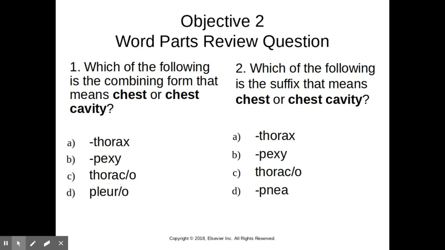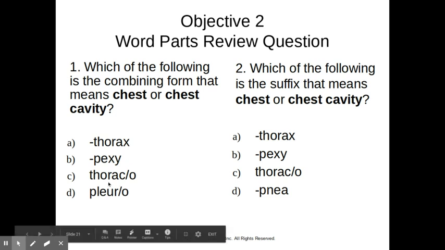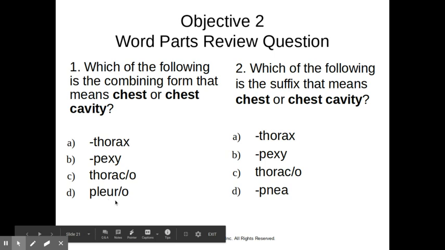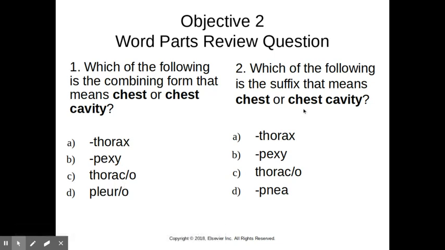Which of the following is the combining form that means chest or chest cavity? Well, we're looking for combining form words, right? So we're not looking for suffixes. This means lung, or plural, which means the lining of the lungs. Okay. Thoraco would be your answer. Which of the following is a suffix that means chest or chest cavity? Suffix now, right? It's right here. Thorax.